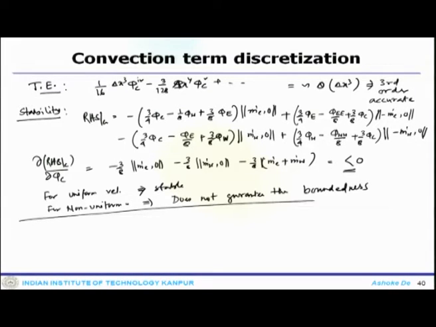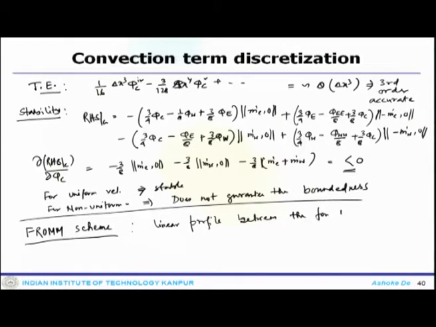So, that is the point one has to note, that how it goes. Now, moving ahead, there is another scheme which is called the Fromm scheme, FROMM. It uses the linear profile between the far upwind and downwind nodes connecting the faces.